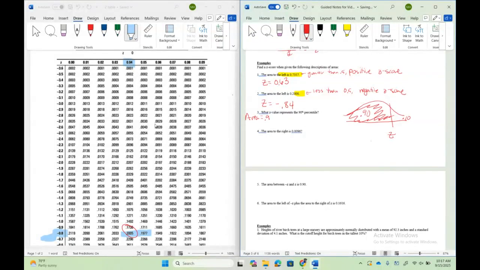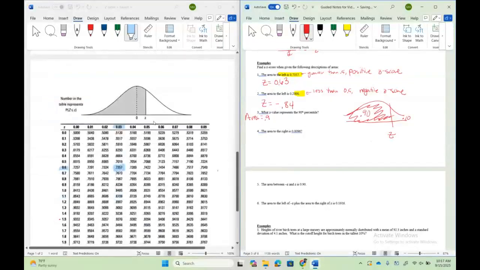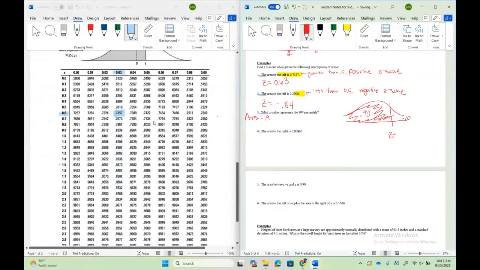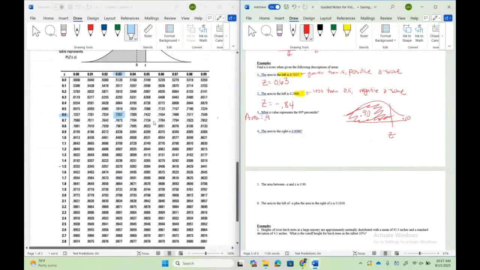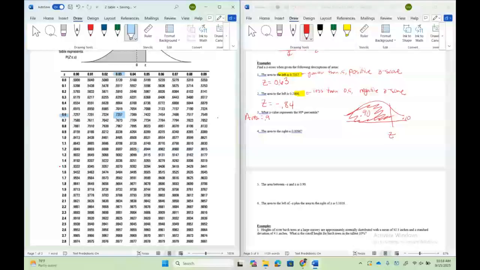So I'm going to go to the table that has positive z-scores, and I need to find an area close to 0.9. All right, so I'm looking at my table here. I'm looking for 0.9. So it would probably land between these two. Okay, so which one is it closer to? It's closer to this one. So that would be a z-score of 1.28.